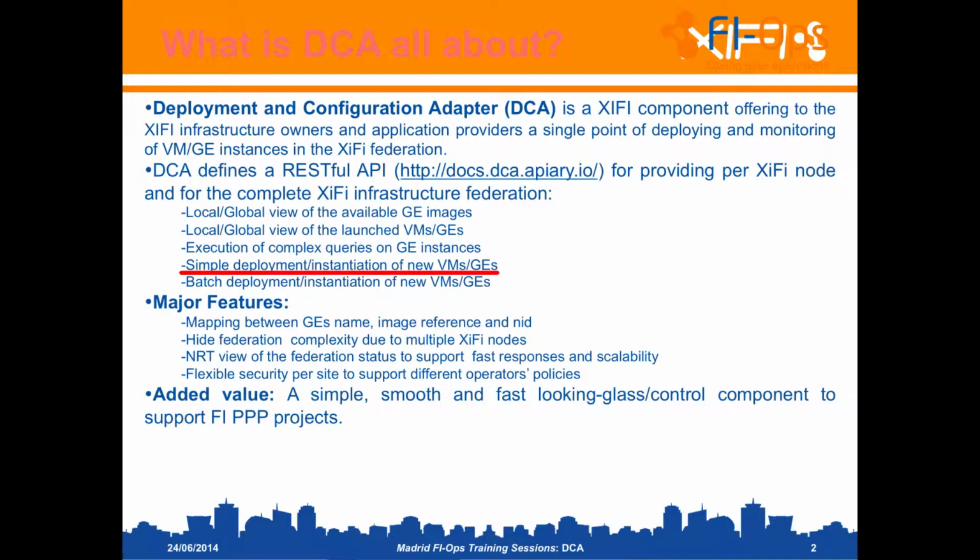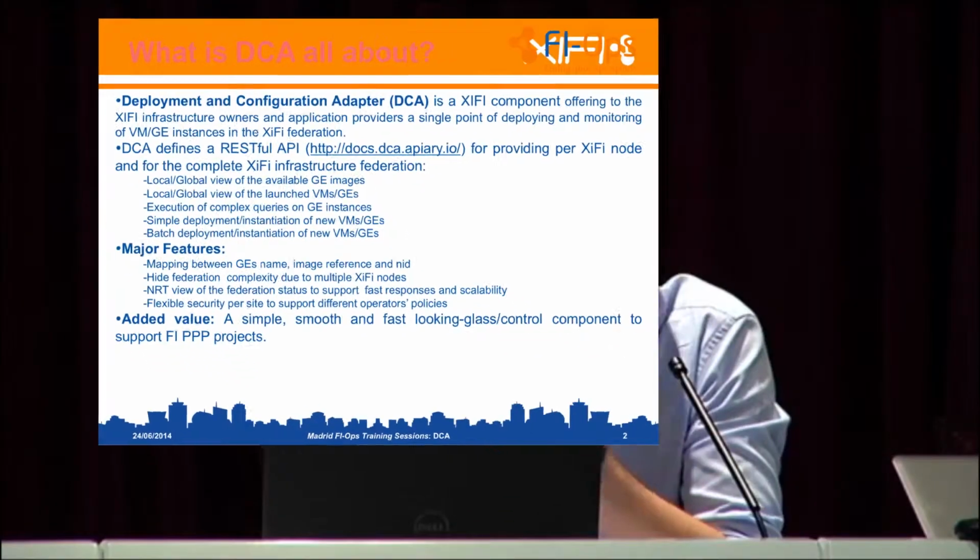Another important aspect about the DCA is that we also provide a simple deployment and installation of new virtual machine generic enablers, thanks to the use of an identifier that has been introduced by Synelixis, that is linked with every virtual machine and generic enabler. Moreover, the DCA not only permits the deployment of a single instantiation of the virtual machine or of generic enablers, but it also allows the instantiation of a bunch of virtual machines and generic enablers.